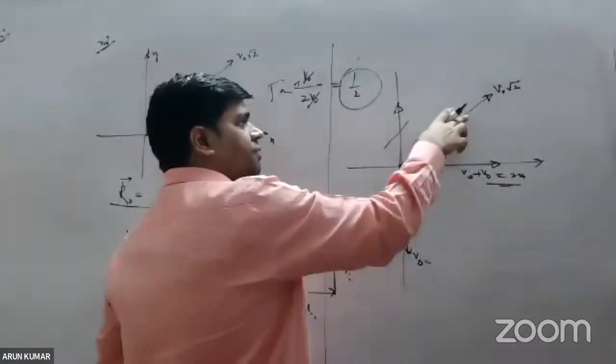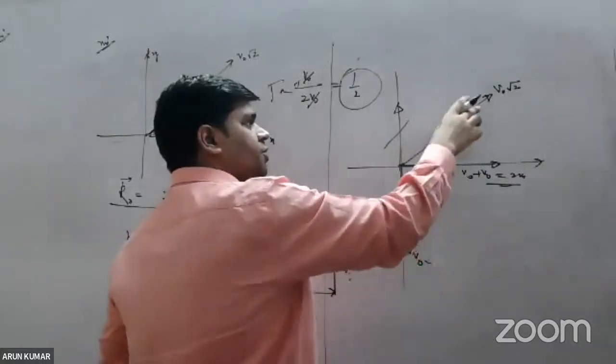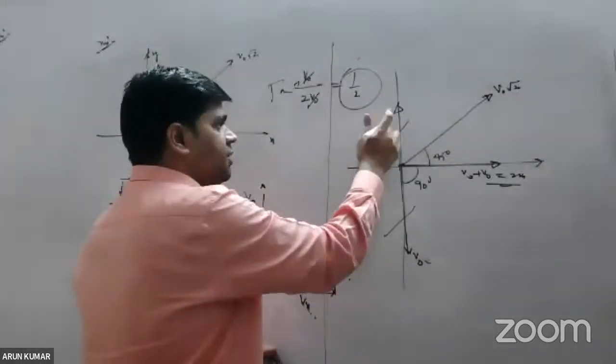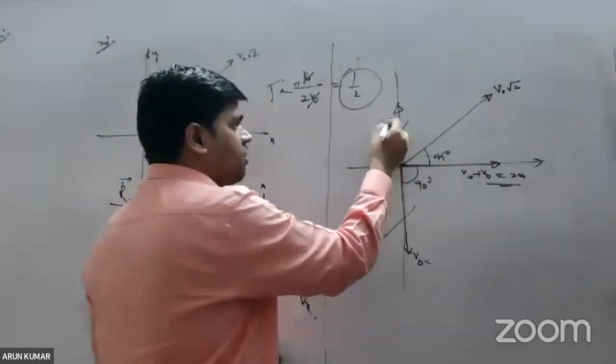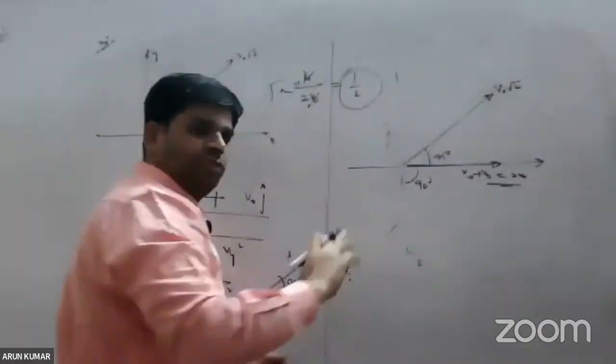But vertically, the component of V naught root 2, or the vertical shadow of V naught root 2, is V naught root 2 sin 45, which is again V naught. This is V naught, this is V naught. Both are opposite in direction, they get cancelled out. So what remains is only 2 V naught. So the resultant is 2 V naught, simple.